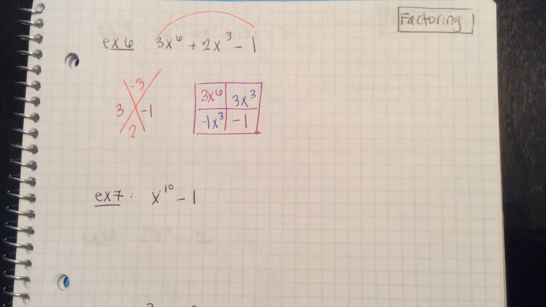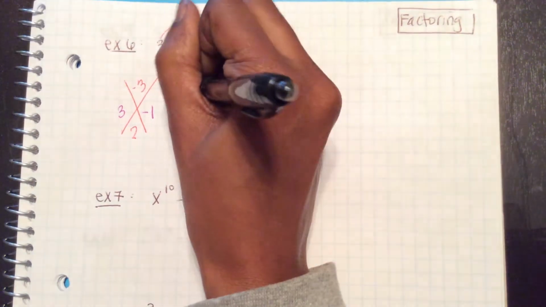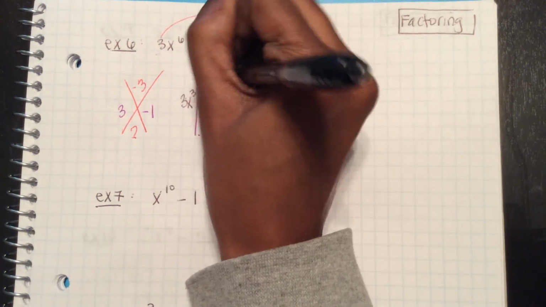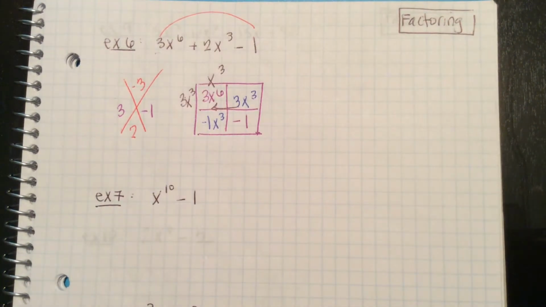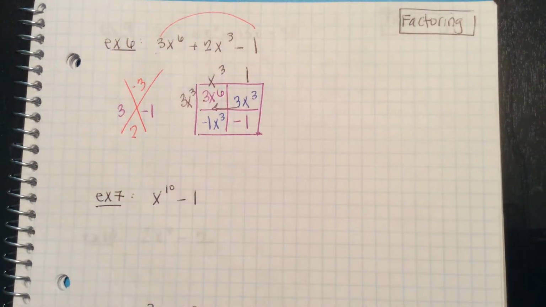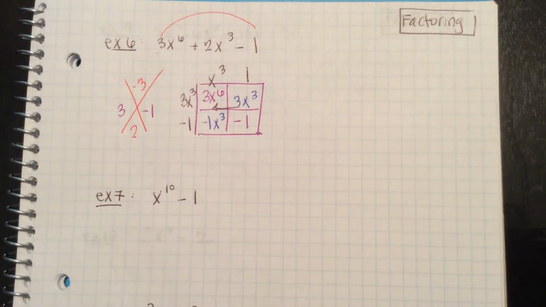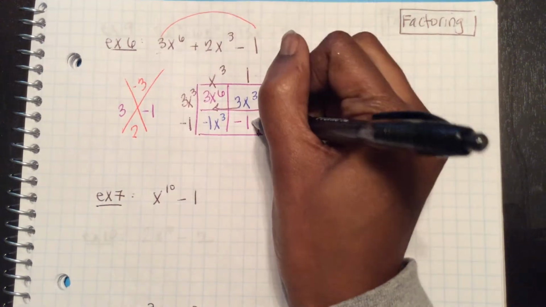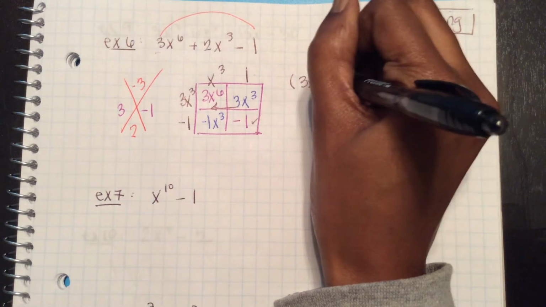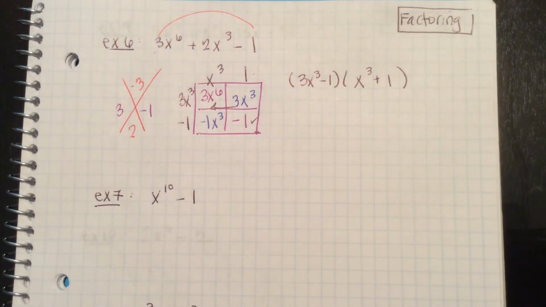So now that I've set up my box, I can factor out my GCF here, which is 3x to the 3rd. 3x to the 3rd multiplied by x to the 3rd makes x to the 6th, adding exponents. 3x to the 3rd multiplied by 1 makes 3x to the 3rd, and x to the 3rd multiplied by -1 makes -1x to the 3rd. -1 times 1 is -1. So this factors to be 3x to the 3rd minus 1 multiplied by x to the 3rd plus 1.